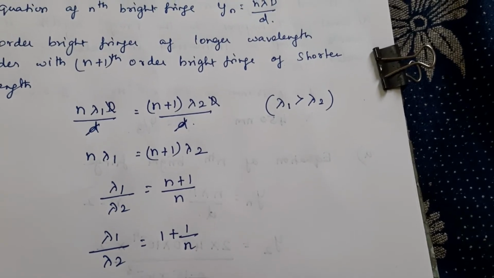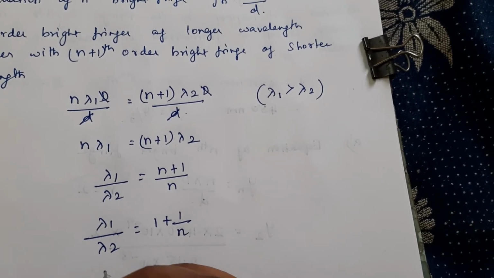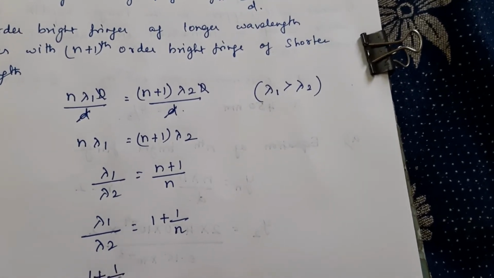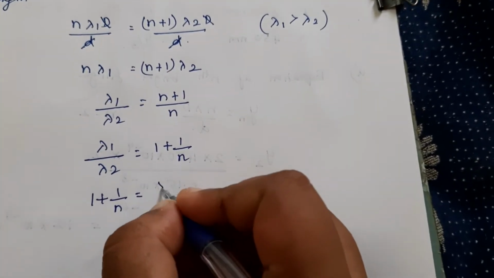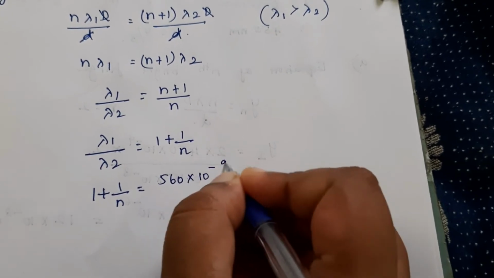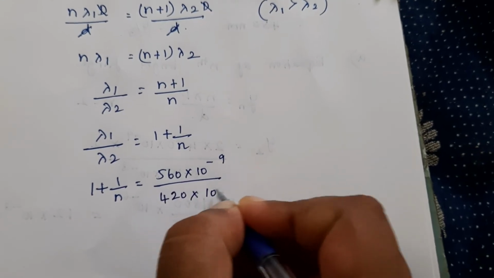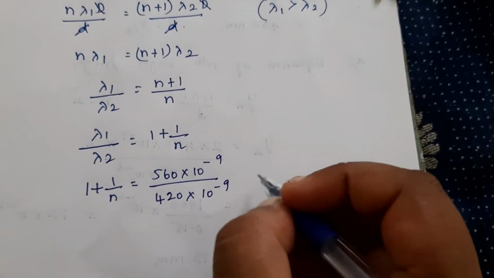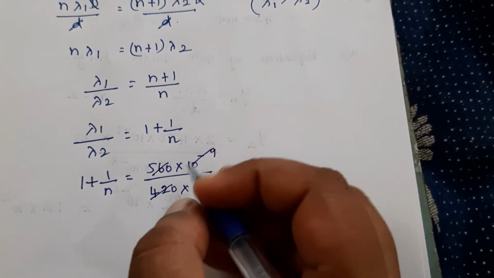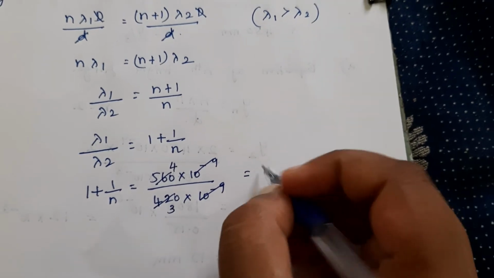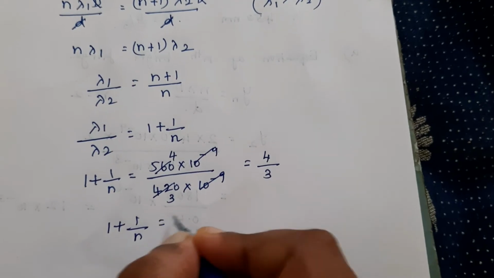Now you know the values of lambda 1 and lambda 2. So 1 plus 1 by n is equal to, lambda 1 is 560 into 10 raised to minus 9 divided by 420 into 10 raised to minus 9. These are the values of lambda 1 and lambda 2. If you cancel this and this, you will be getting 4 by 3. So 1 plus 1 by n is equal to 4 by 3.